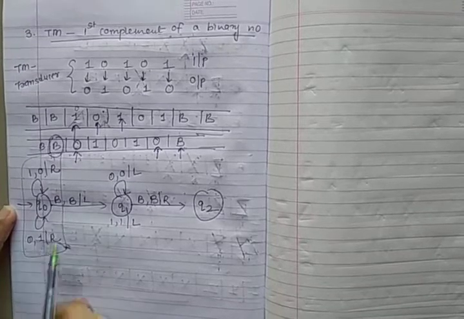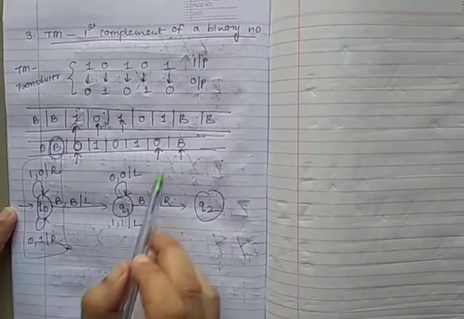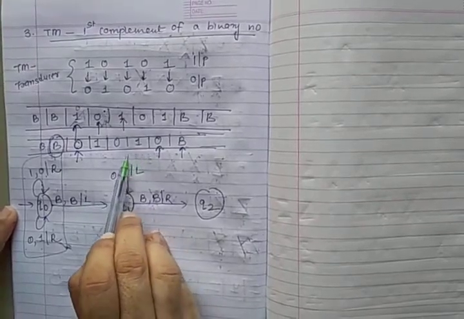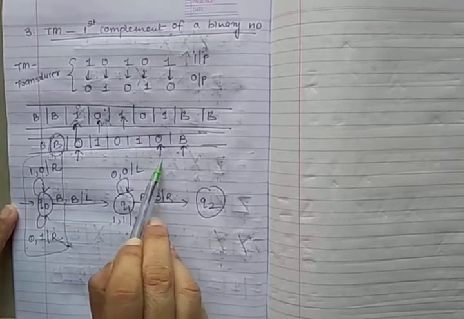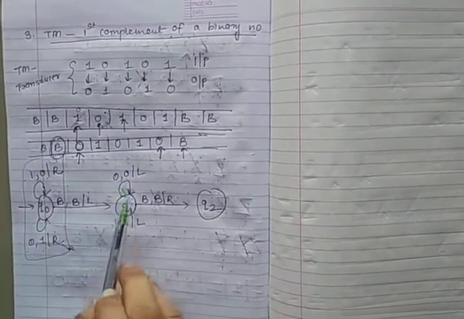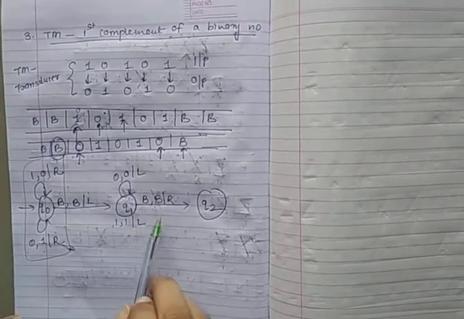So all these transitions say that all ones are converted into 0, all zeros are converted into 1. When we reach blank, keep it as it is, move left. Once we move left, we need to traverse all the symbols, keeping those symbols as they are until we reach blank. So all zeros can stay as they are, all ones can stay as they are. Once we reach blank, keep it as it is and move right.